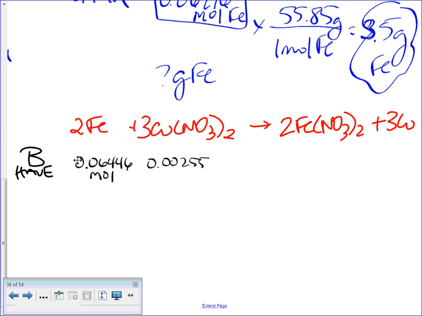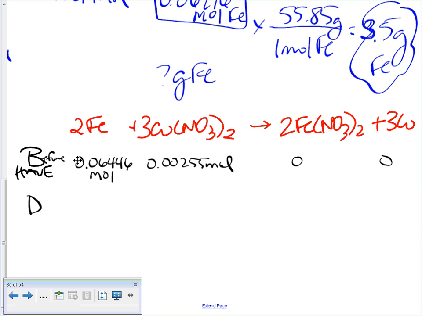0.00255 moles, okay? And I have 0 of products because before the reaction, nothing's happened. So B means before, okay? During the reaction, who is getting 100% wiped out? The copper 2 nitrate, right? Because we previously figured out that was the LR.